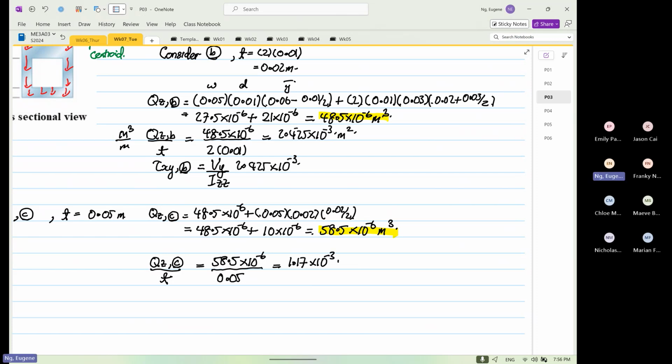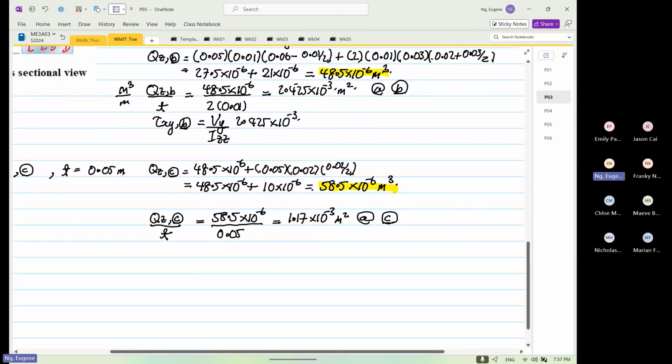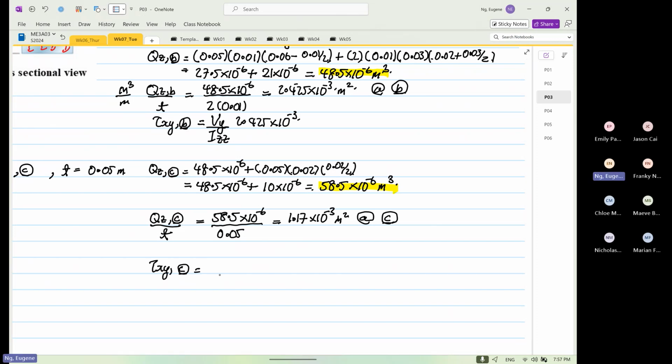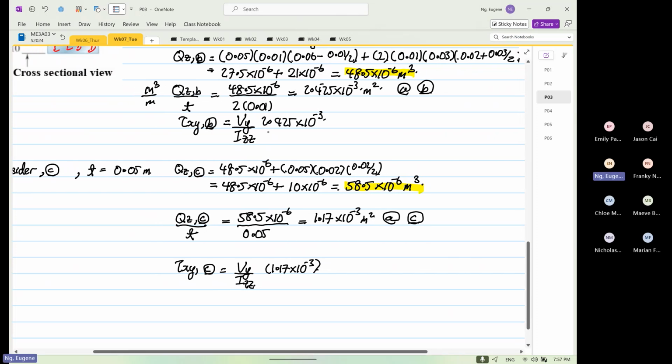Now you can see for yourself, right? So this is at point C, right? This over here, the unit is still meter squared. This is at where? This is at point B. So you can see the ratio of QZ over T is higher at point B than at point C, yes or no? So if we were to write shear XY at point B or at point C, it is basically VY over IZZ, right? So this will be 1.17 times 10 to the power minus 3.